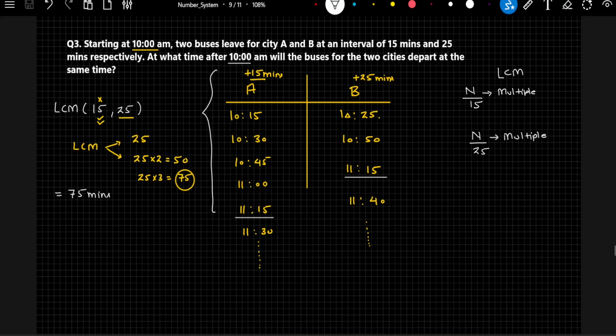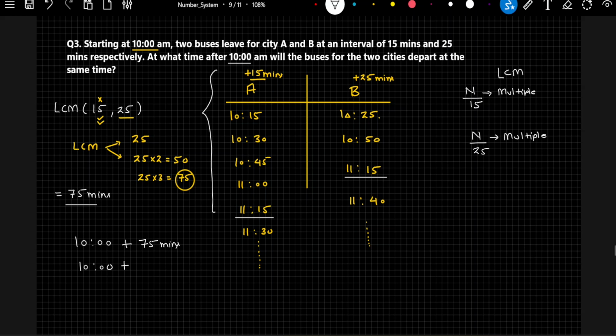this will happen in every 75 minutes. But since they have asked us at what time after 10 a.m., I need to add this duration, that is 75 minutes. So just add 75 minutes to 10 a.m. and you'll be able to get your answer.